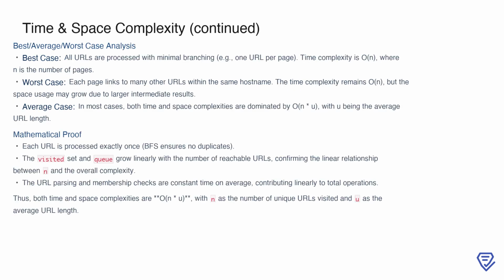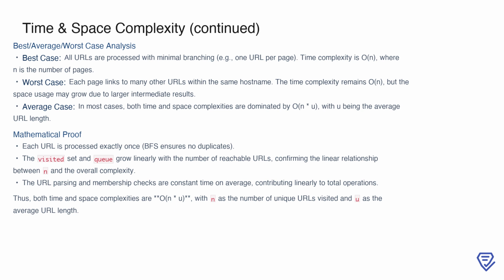Finally, let's analyze the best, average, and worst-case scenarios. In the best-case scenario, each URL leads to minimal branching, such as when each page contains only one URL. Here, the time complexity simplifies to O(n), where n is the number of pages processed. In the worst case, every page links to numerous other URLs within the same hostname, leading to higher intermediate results and larger memory usage. Even so, the time complexity remains O(n), because each URL is processed exactly once. On average, the time and space complexities are dominated by O(n * U), where U is the average length of a URL.